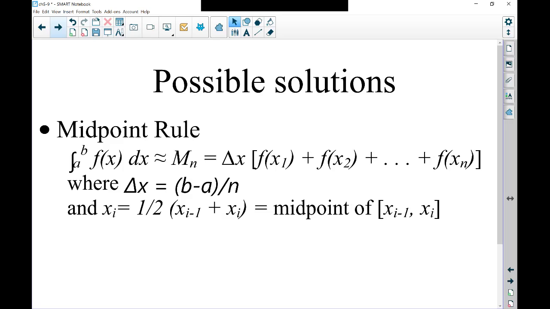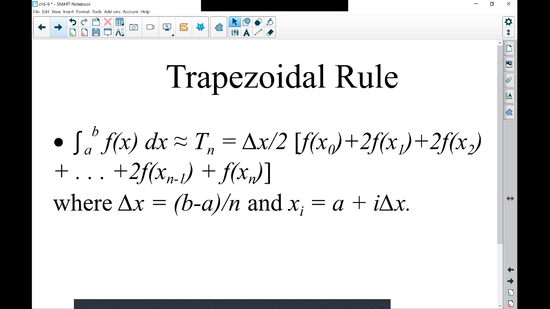Sorry. All right. The more accurate approximation comes from what is called the trapezoidal rule. And it's called the trapezoidal rule for a very good reason. I will show you that in a minute.